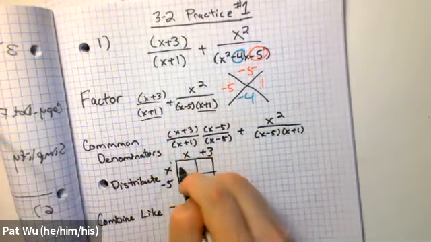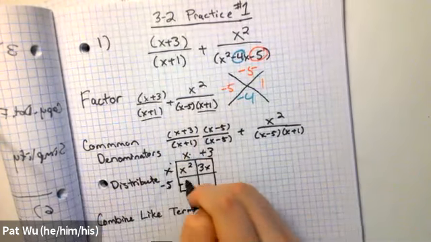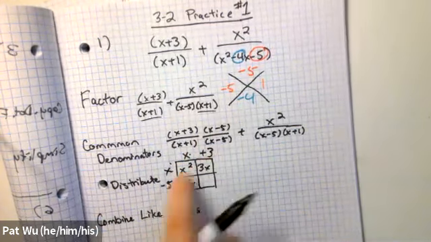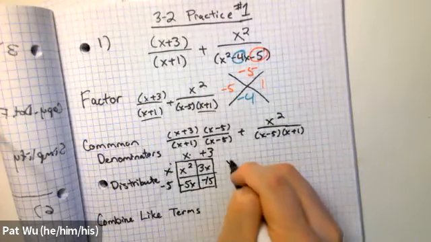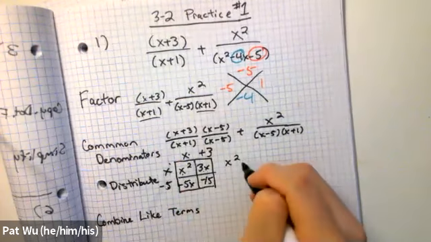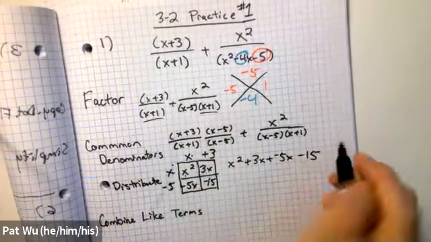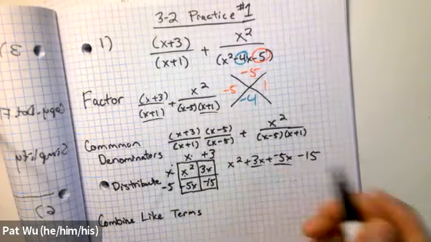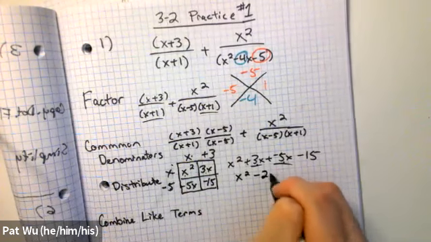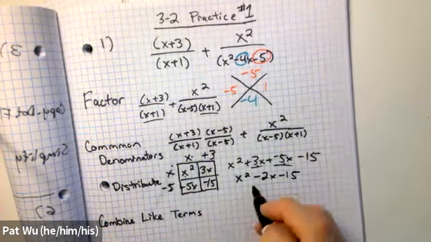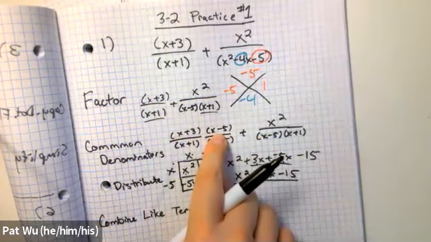x times x is x², x times 3 is 3x, x times -5 is -5x, -5 times 3 is -15. When I add this up, I have x², and then 3x plus -5x minus 15. I can combine these like terms, and I get x², 3x minus 5x is -2x, minus 15. So this is going to be my new numerator for (x + 3)(x - 5).